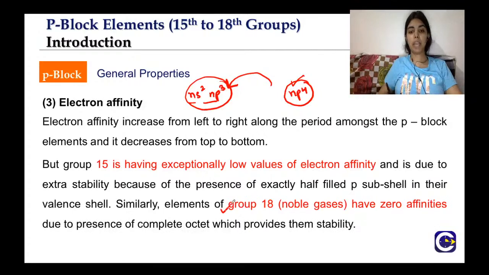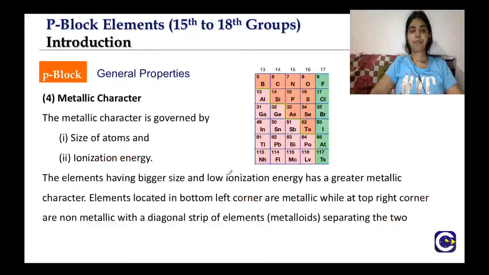Similarly, if you see group 18, that is having a configuration of ns2np6, right? It requires no electron, it is stable in itself, so they are having zero affinities. They are having what? Zero affinities, because they are having a complete octet which provides them stability.